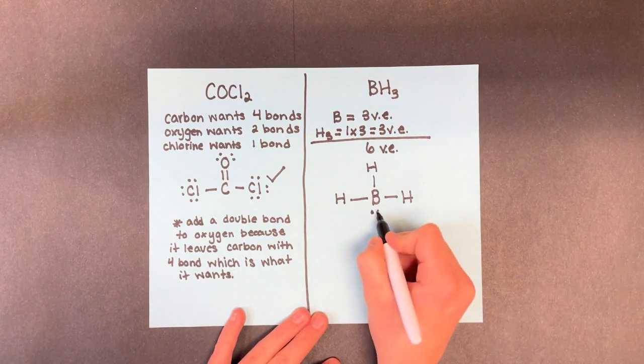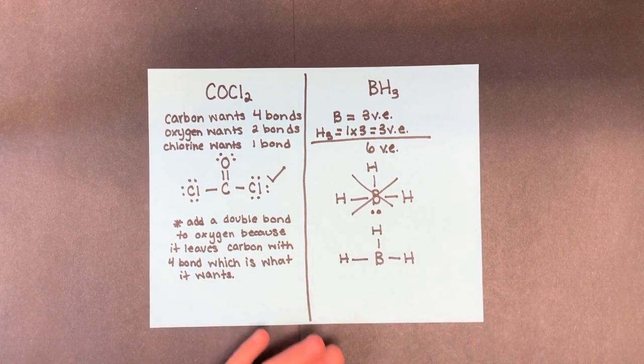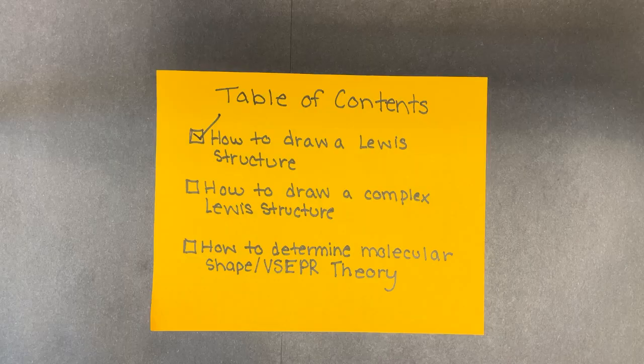You may think boron needs 8 pairs of valence electrons, but as you can see from our calculations above, it only needs 6. Now that we're over the hard stuff, let's get into the easier part. Let's put "easier" in quotations. Come along as we learn VSEPR Theory and molecular shape.